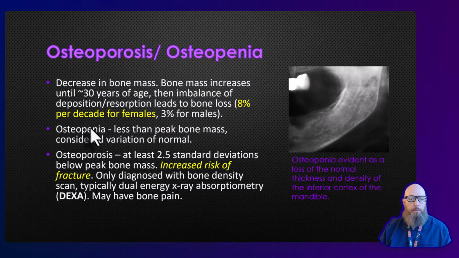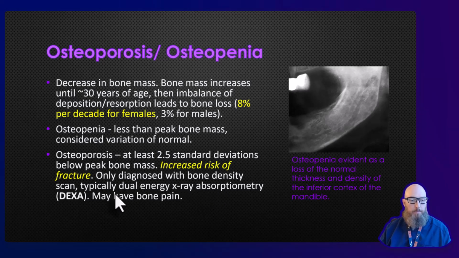And the definition of osteopenia is just less than peak bone mass. If I'm describing a radiograph, I might describe it just as appearing osteopenic, but I'm not going to diagnose osteoporosis from a radiograph. We'll show you different signs radiographically of osteoporosis, but the description is just going to be osteopenic. To actually diagnose osteoporosis, it requires at least 2.5 standard deviations below what's considered peak bone mass. And that's only measured by a DEXA, a bone scan, or dual energy X-ray absorptiometry scan.